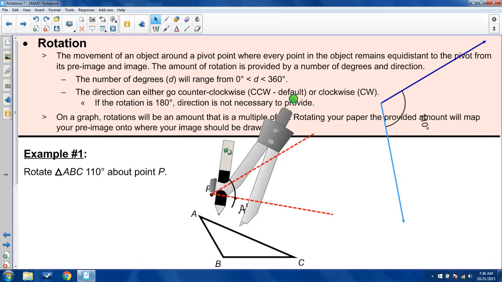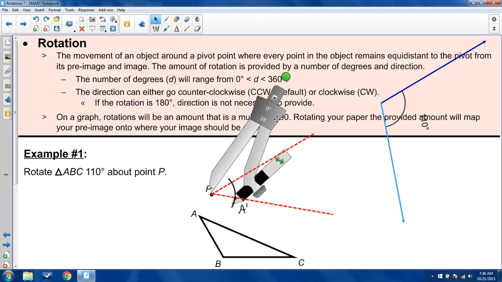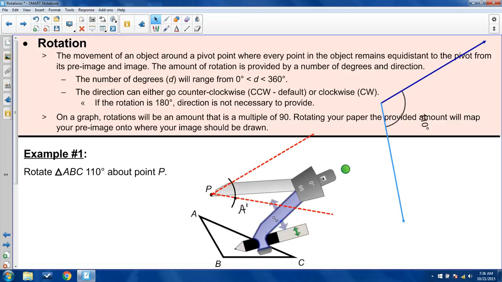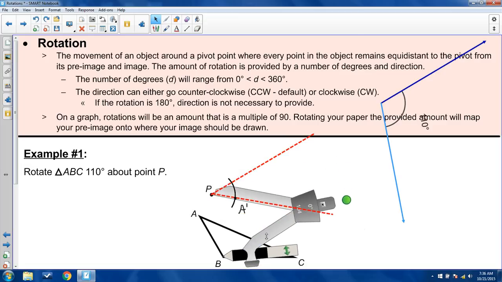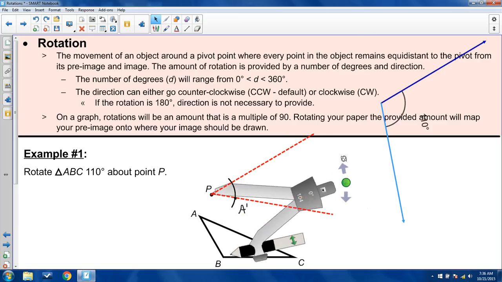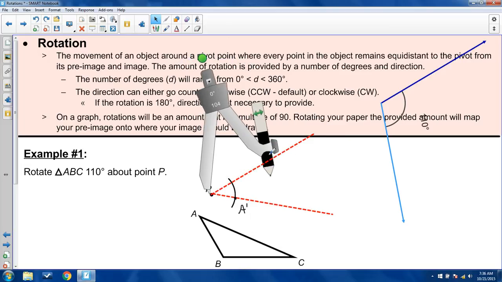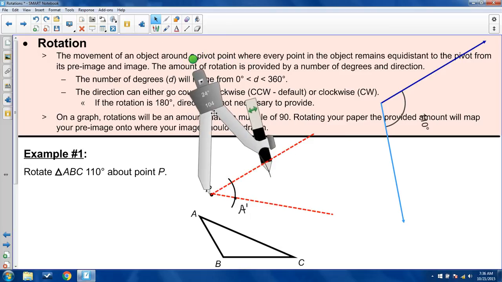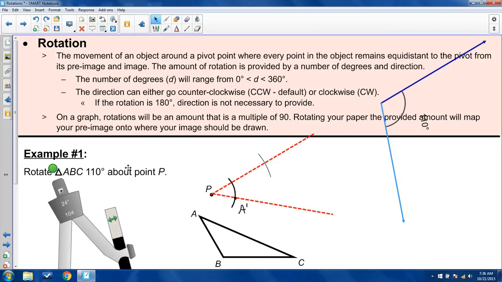So to find PB prime here, the length of that, let's find the length of PB using your compass. So rotate it, find the general area. Okay, I'm going to take that, swing it over to this segment right here. I'm going to mark it off, and boom, that is the area where B prime would rest.